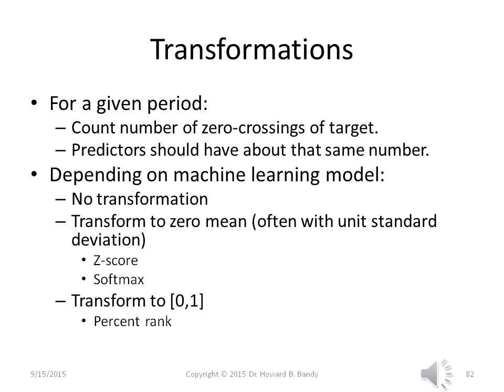And depending on the machine learning model, you can do either no transformation, such as the tree structure, or you can transform to zero mean, typically with unit standard deviation, such as a z-score or softmax, or you can transform into the range from 0 to 1, for example using %rank. Neural networks want 0 to 1. Support vector machines want zero mean unit standard deviation. Decision trees don't really care. So depending on your machine learning model, you may be doing different transformations.